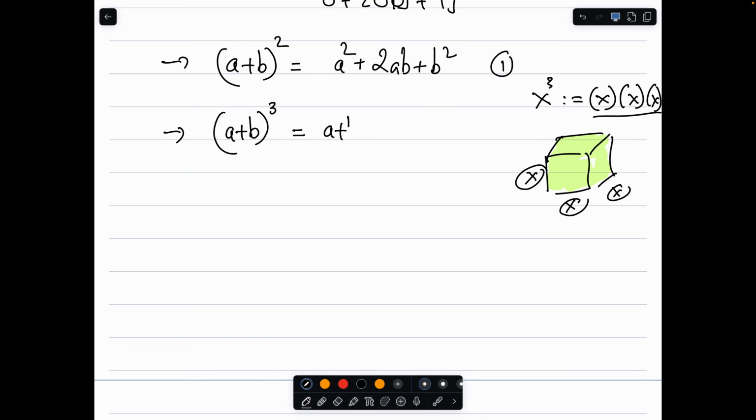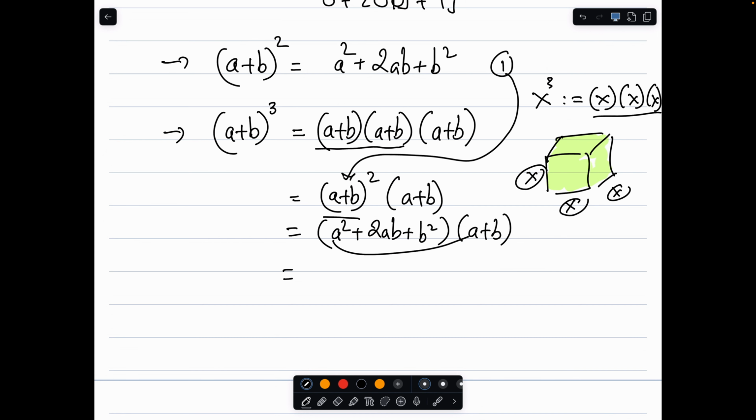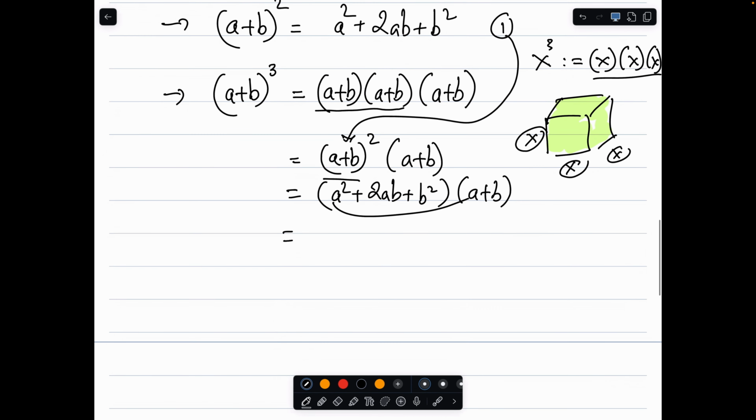So a plus b times a plus b times a plus b. Now, of course I can go like this, right? This one is a plus b squared, and a plus b squared I already know from formula 1, so I put this, and then I expand, blah blah blah. Of course, that's the way to go.